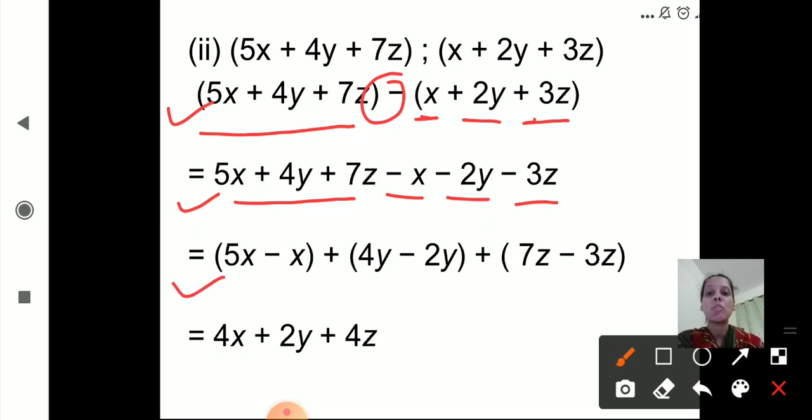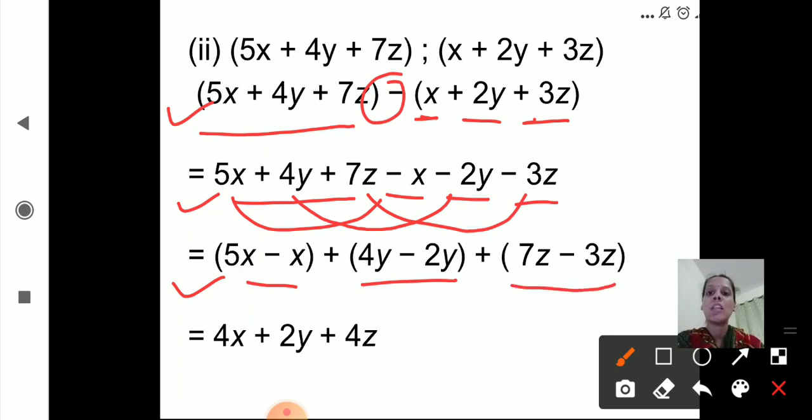We will write down like terms together. So 5x, what is the like term for 5x? That is minus x. So 5x minus x, plus 4y minus 2y, and plus 7z minus 3z. Now 5x minus x is 4x. 4y minus 2y is 2y, and 7z minus 3z is 4z. Okay, so the answer is 4x plus 2y plus 4z.